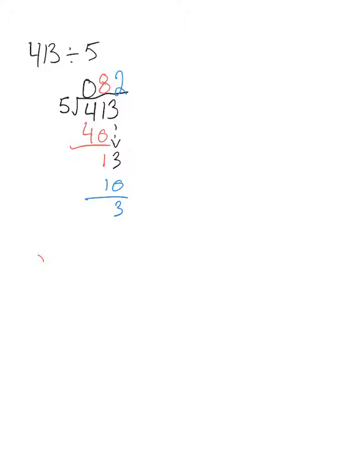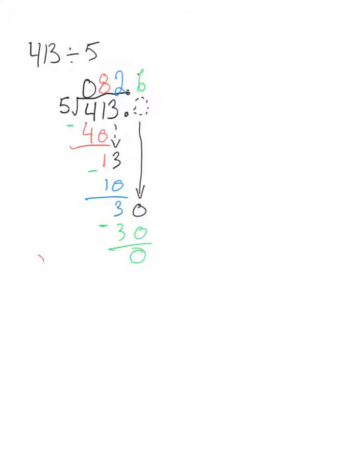Uh-oh, we ran out of digits. So we need to bring down these imaginary zeros. Does 5 go into 30? Yes, it does. How many times? Goes in 6. 5 times 6 is 30. And that leaves you with a 0 remainder. Or that leaves you now finishing at 0.